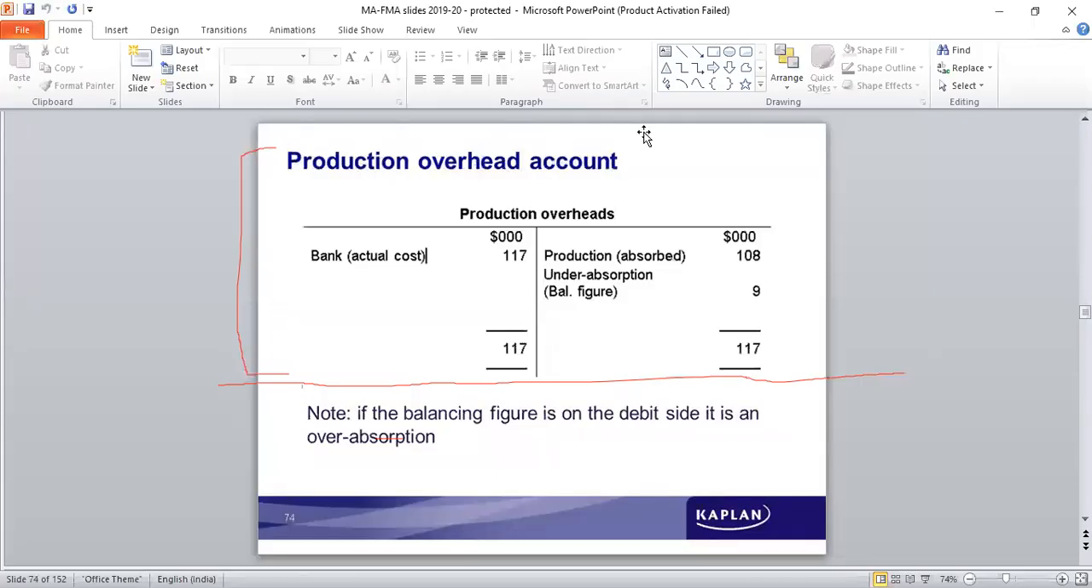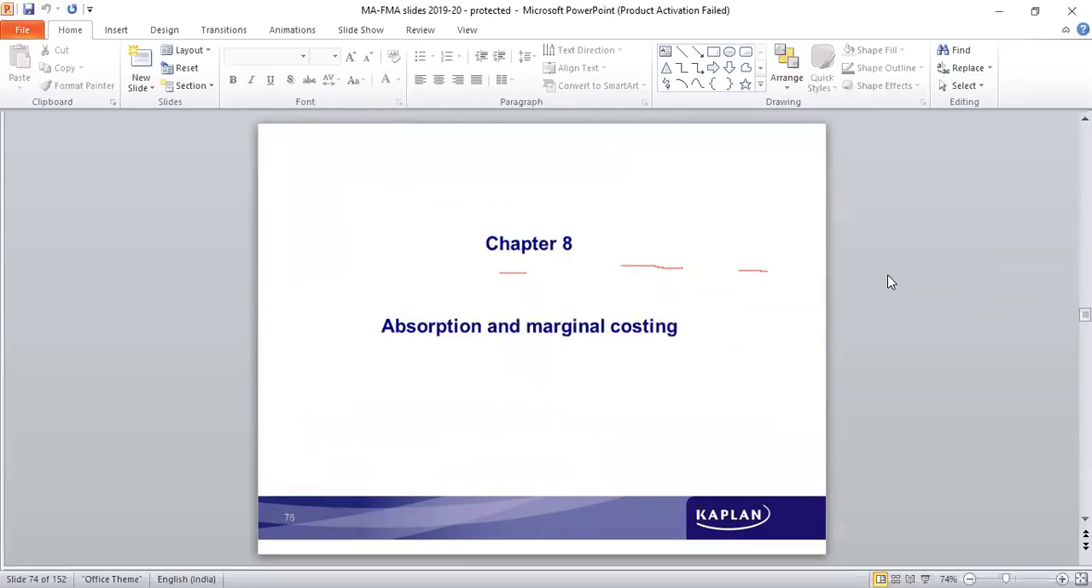In case of overheads, a production overhead account is prepared. It shows the total cost of overheads incurred and how much is charged, the production absorbed, based on the overhead absorption rate. If the amount charged is less than what is incurred, it is under absorption. If, let's say here it is 120, it is over absorption by 3. So the production overhead account is prepared to check whether there is under absorption or over absorption. For this one also, if time permits, I will work out questions from overhead accounting.